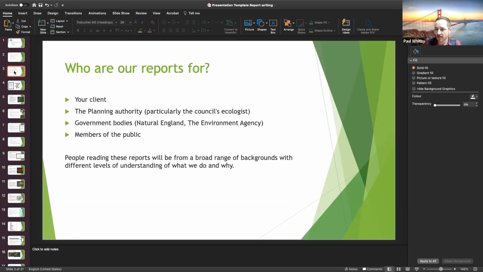Of course, the planning authority is going to be considering your reports as well. It might be the council's ecologist. Sometimes it is just the council's case officer. And of course, there are government bodies that also may be consulted: Natural England, the Environment Agency. Certainly, if your development proposal is likely to impact, let's say, a statutory designated site like a SSSI, then Natural England will be assessing impacts within your document. And of course, members of the public, which just highlights why it's important to make sure that your report is user-friendly to anyone of any level of understanding, but of course the public can include anyone.